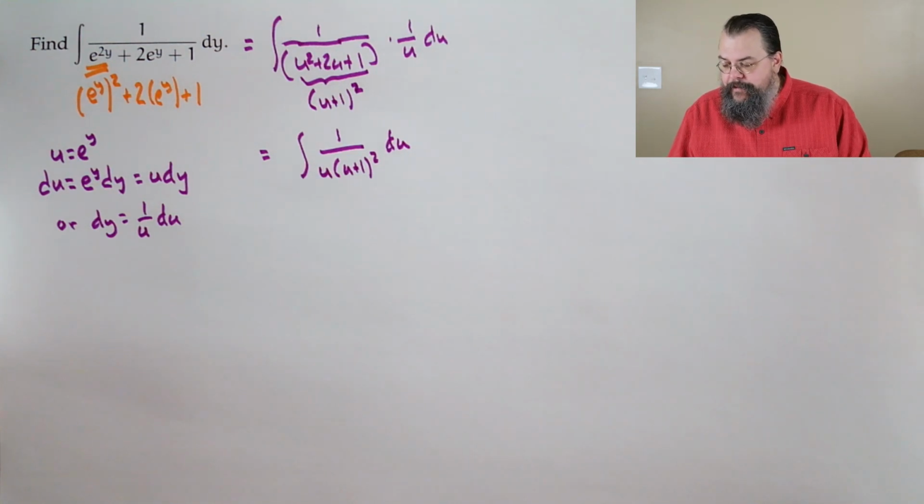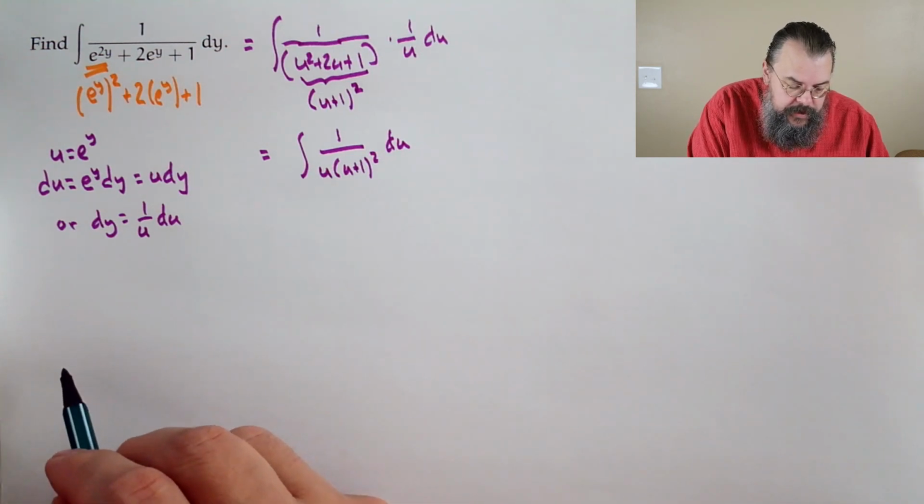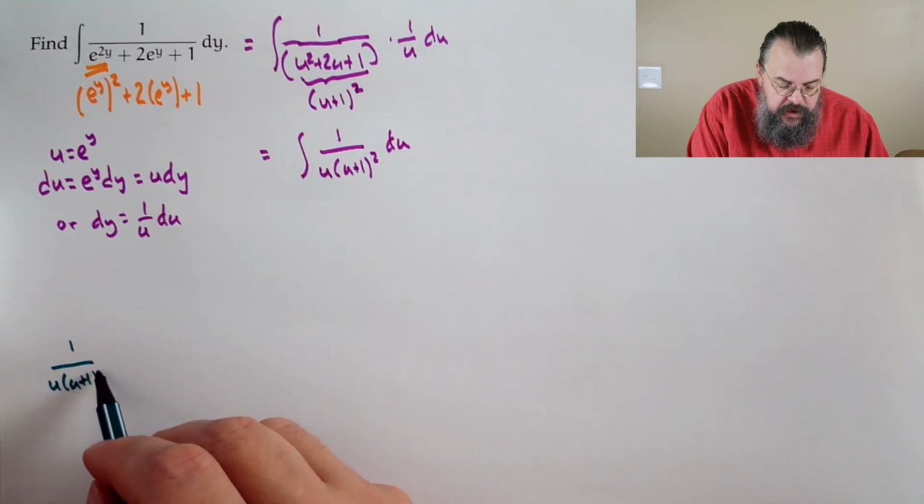All right, what do we have? Well, we have the following. Okay, so 1 over u times u plus 1 squared.